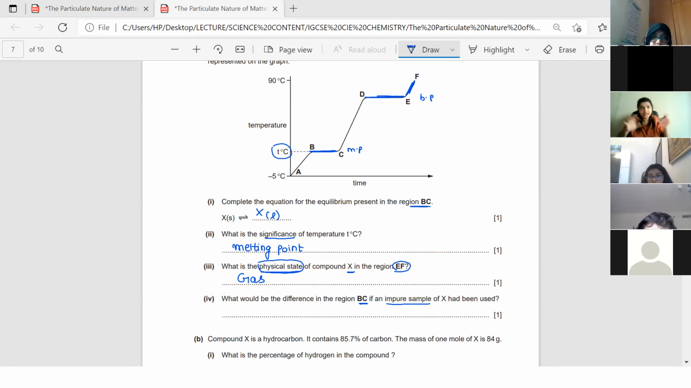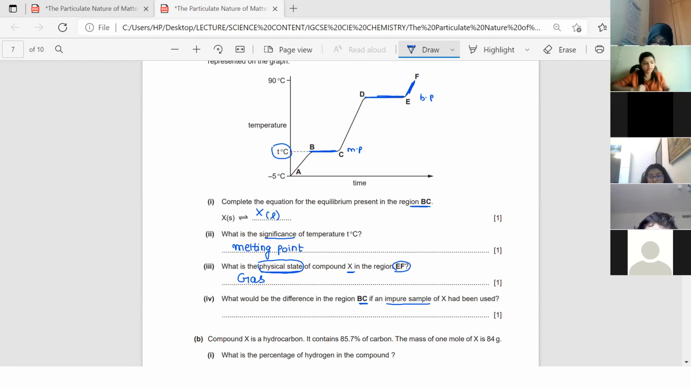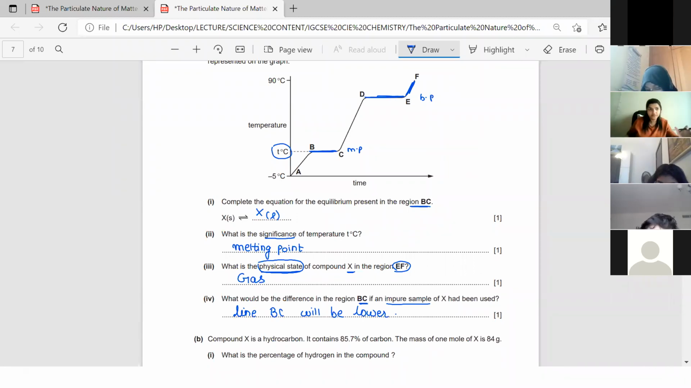Arpita, good. So just now we studied that for an impure substance, the melting point will be lowered. So what would be the difference? If I plot the same graph, but the substance is impure, I will see that my BC region will be below its melting point. So we can say that line BC will be lower. This is one kind of question which can definitely be asked in your chapter, states of matter.